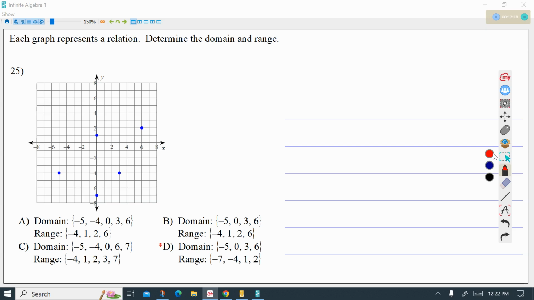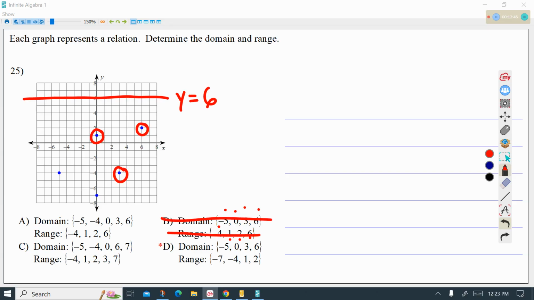This one says that it has -5, 0, 3, and 6. All of those are points that I see here for x values. But what about -4 in the range? Yep, we got this one. What about 1 in the range? Okay, 1 is in the range. What about 2? Yep, 2 is in the range. 6. Is there any point with the y value of 6? Look, none of the blue points are there. So that's why it cannot be this one. You see what I mean?